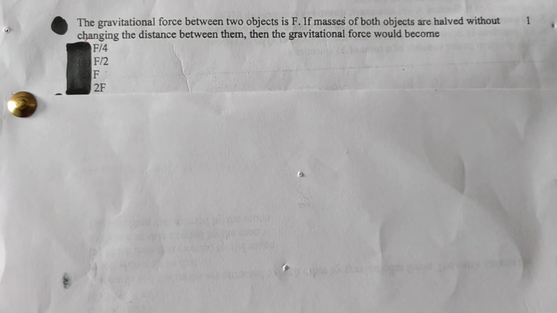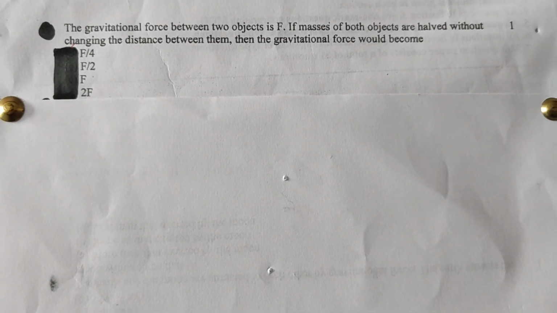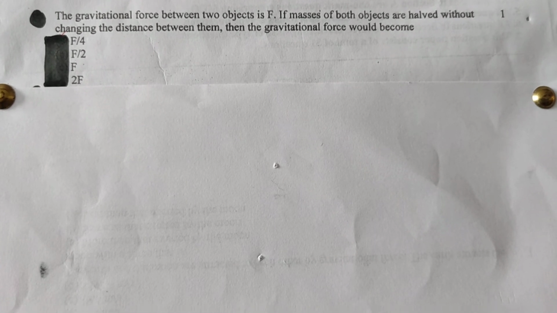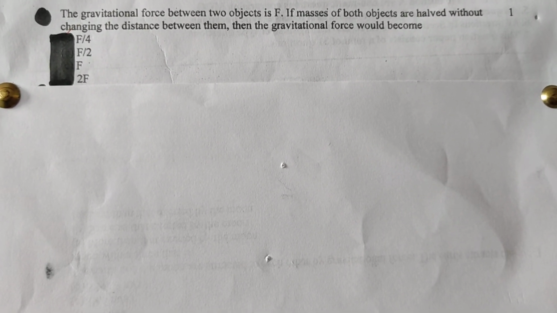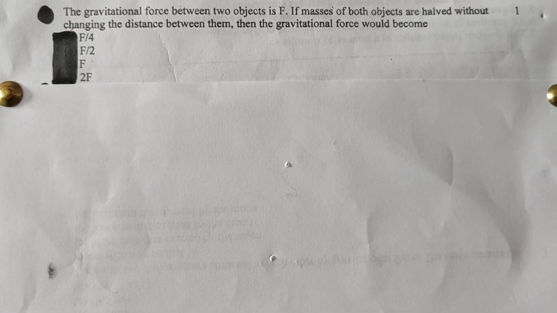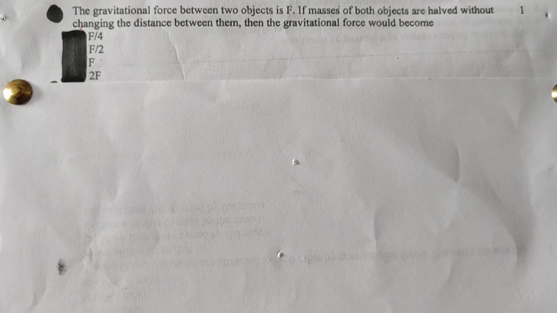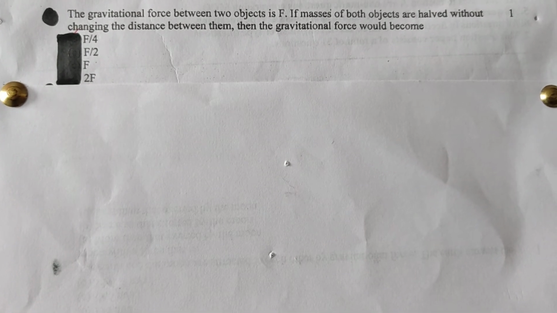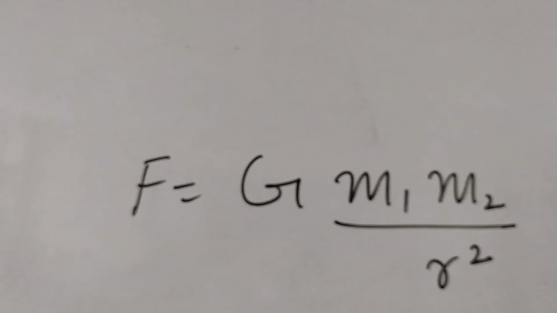Now the next MCQ is: the gravitational force between two objects is F. If the masses of both objects are halved without changing the distance between them, then the gravitational force would become: four options here, F by 4, F by 2, F, 2F. So let us try to solve it quickly.